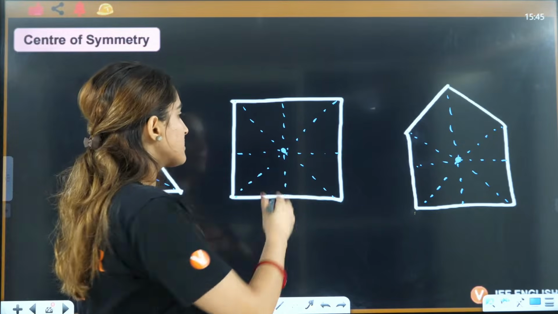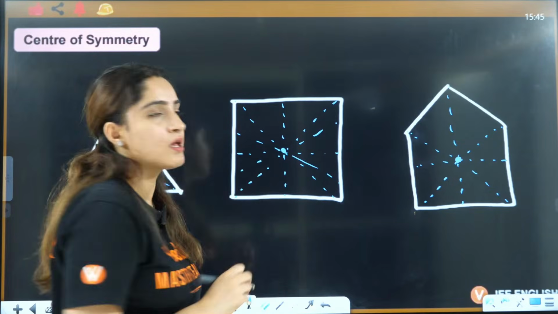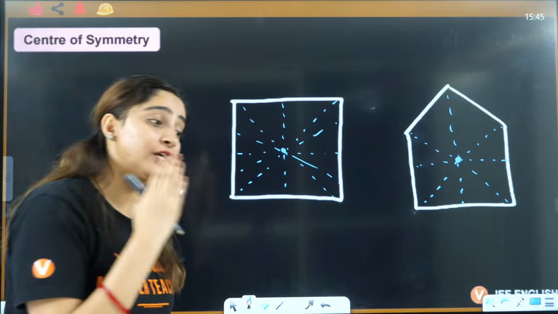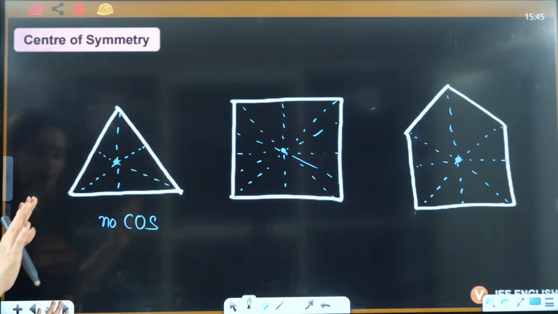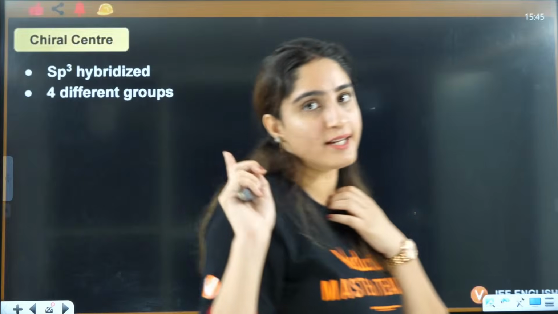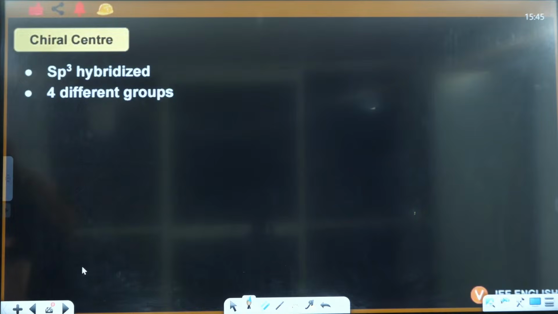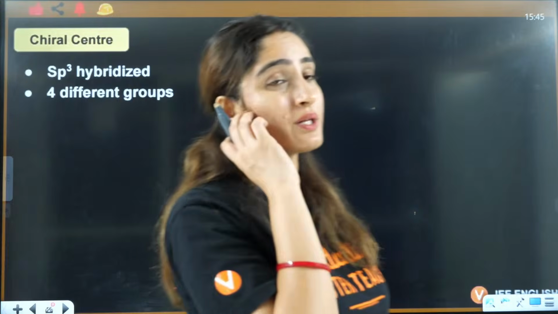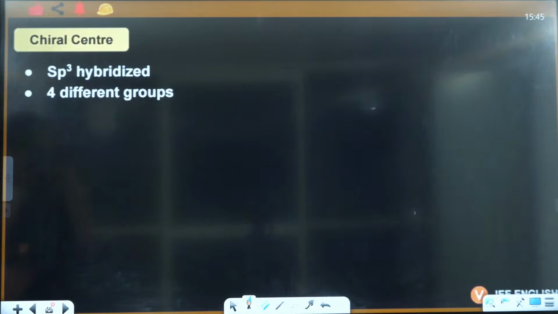Here COS is present, because if I go here, I'll get the same thing. If I go here, I'll get the same thing. So the same environment is observed whether you go forward or backward. That is called center of symmetry. Otherwise, this is not asked that much. It's just for your understanding. Now, chiral center is what is important for you. This is where the questions are asked. POS and COS I taught just for your understanding, so that you can start imagining things. The questions are directly asked from chiral center, okay?